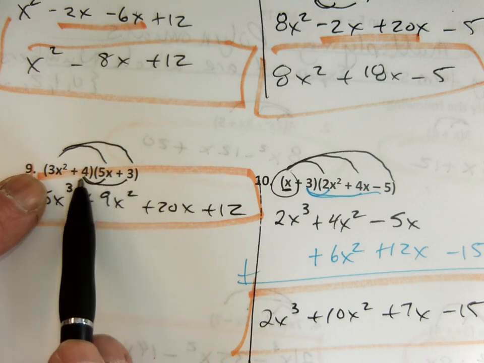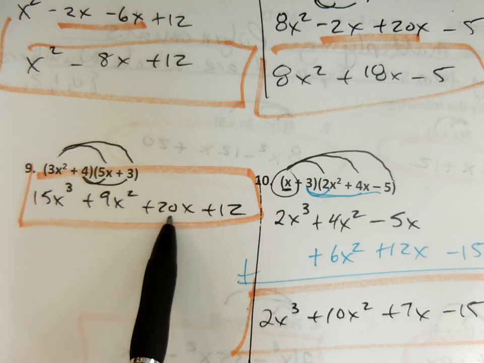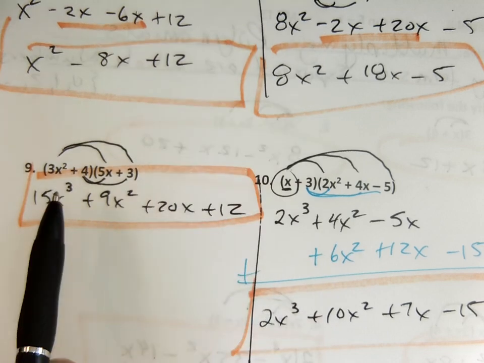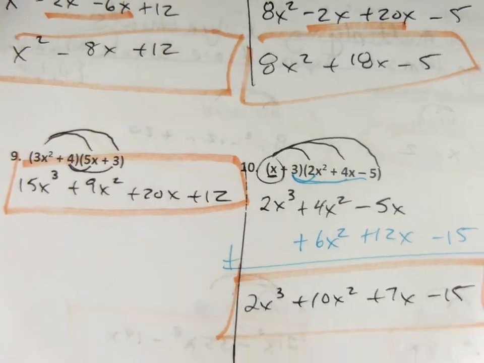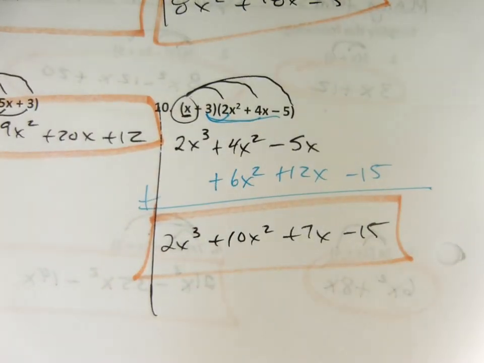So then I take the 4. 4 times 5x is 20x. 4 times 3 is 12. And none of these are the same, so you can't add anything. So that's it. Okay. 10 is just a bigger version of all of them.